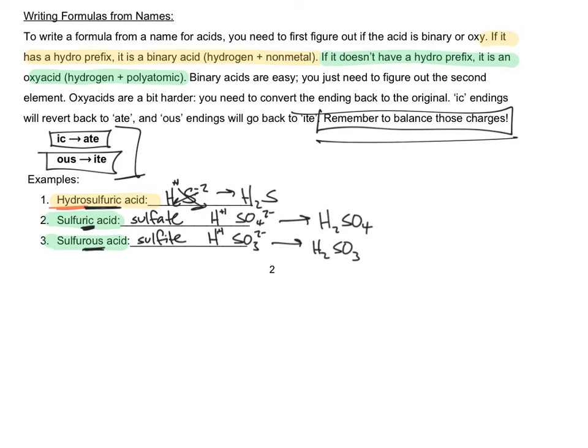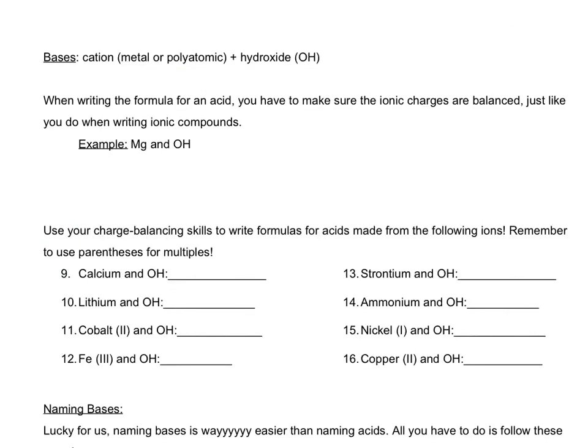So that is it for acids, and I say that's it. That was a lot of stuff, and we still got a little bit to go. We're going to do bases really quick, but bases are way less complicated. So if you remember from our types of compounds video, bases are any cation, it can be a metal or a polyatomic, plus a hydroxide. So hydroxide is the polyatomic ion OH.